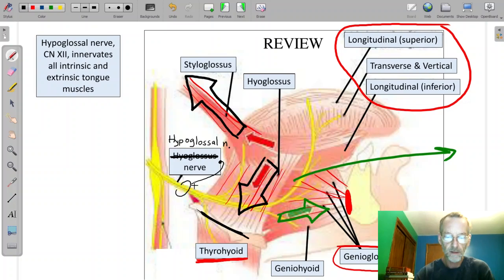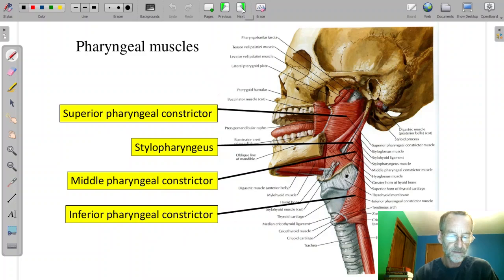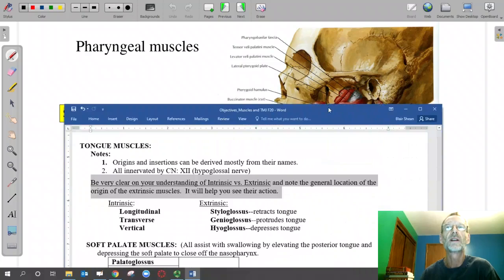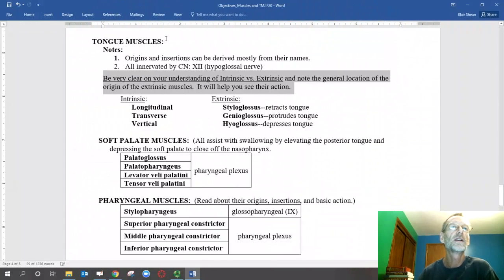Okay, next slide. Moving on to some pharyngeal muscles, so muscles of the pharynx. These are a little bit out of order with the objective sheet, so let me go back to the objective sheet. It's not a big deal, I don't think. Here is our objective sheet. So we went through the tongue muscles, intrinsic and extrinsic, and we're now considering the pharyngeal muscles.